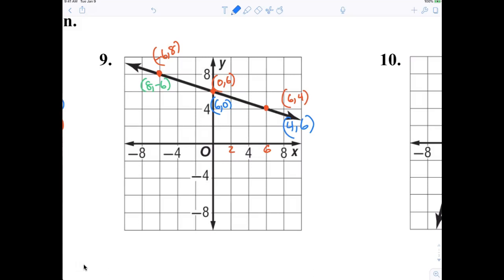Then you plot those points. 4, 6 would go right up here. 6, 0 would go over here. And 8, negative 6 looks like right there. And then when you draw that line, there you have it. And then we have the line y equals x. All right. Everybody see? Easy.